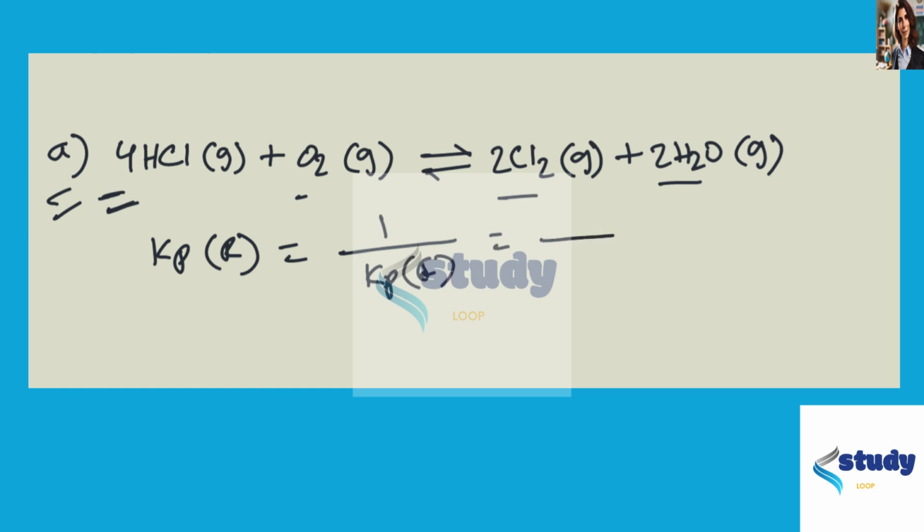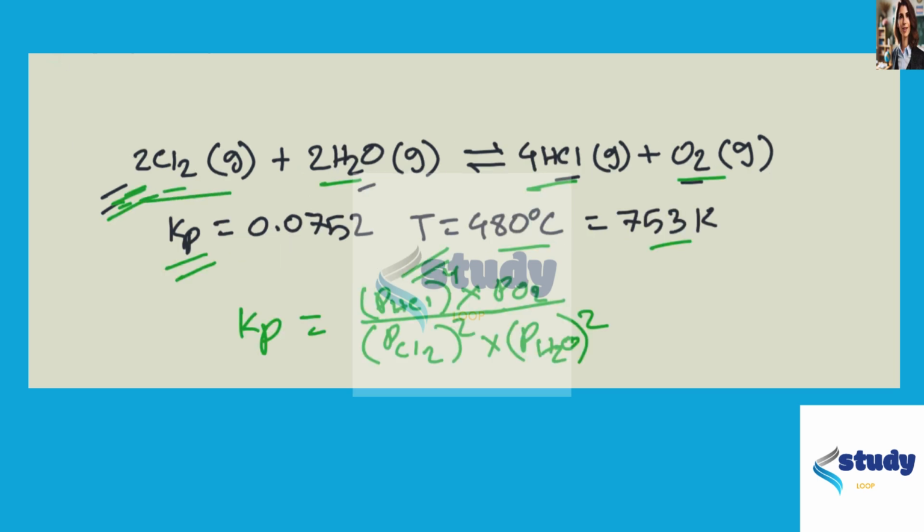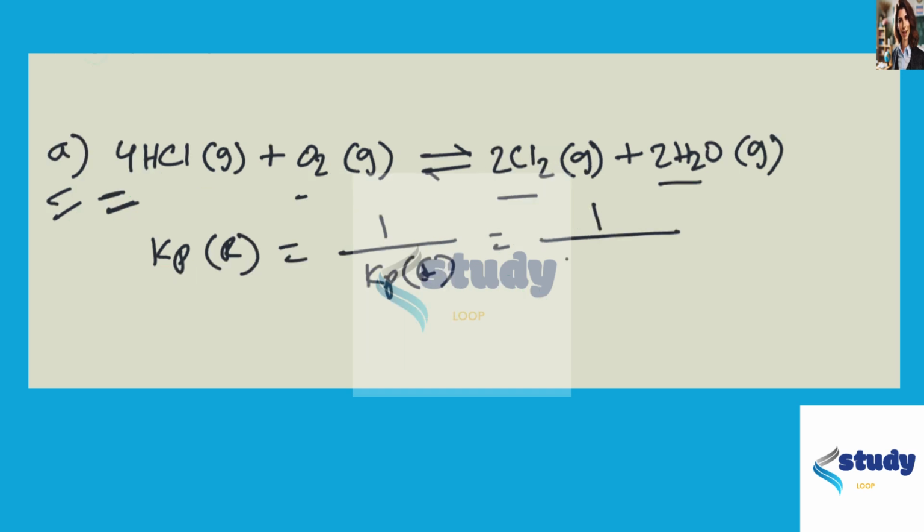That means the Kp value for this reaction will be 1 over the Kp value of the given reaction, which is 0.0752. So we just put 1 over 0.0752, and this will give us a value of 13.30. So the Kp value for the reaction in part A is this.